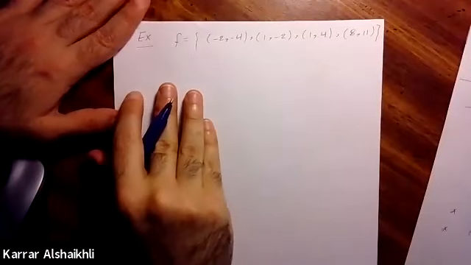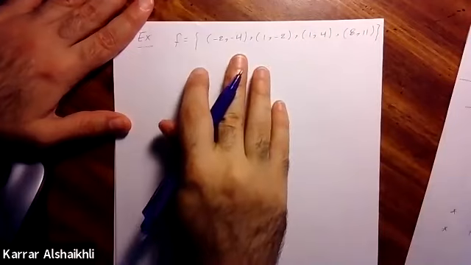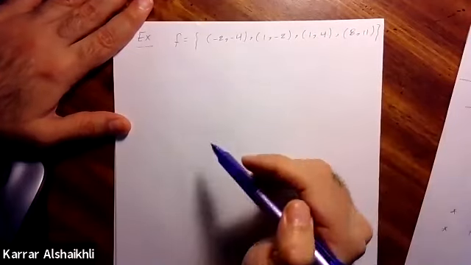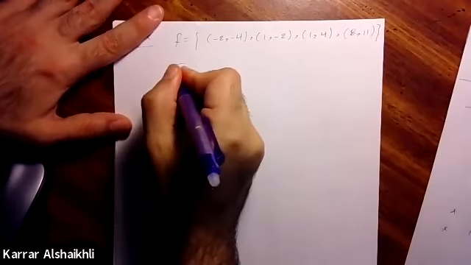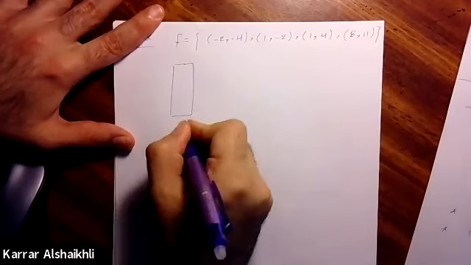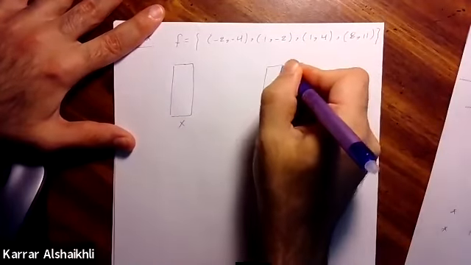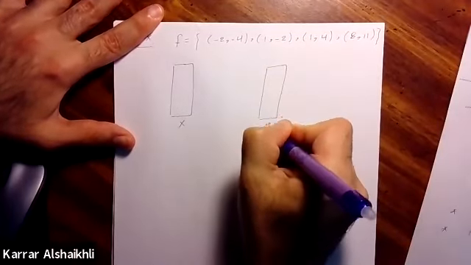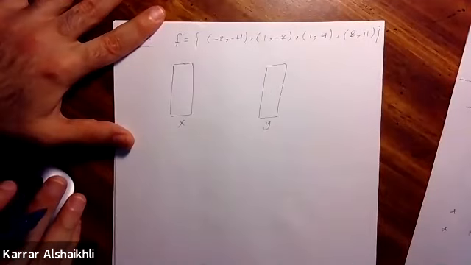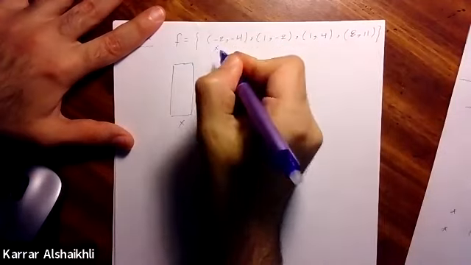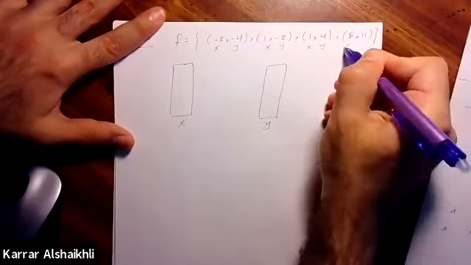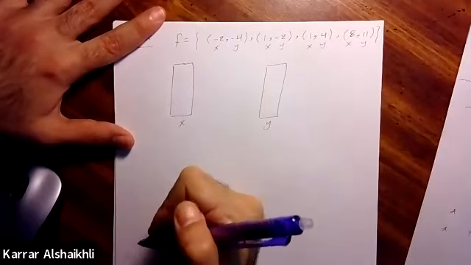Now here's another example. F is -2, -4, 1, -2, 1, 4, 8, 11. Again, the easiest way is to make two columns. This is the X and another one for the Y. This is X, Y, X, Y, X, Y, X, Y. Keep these in your mind.